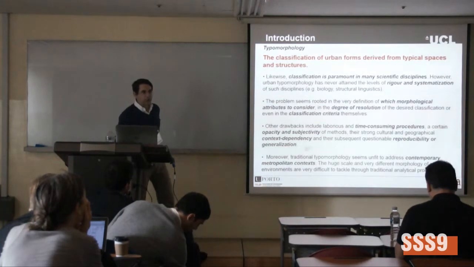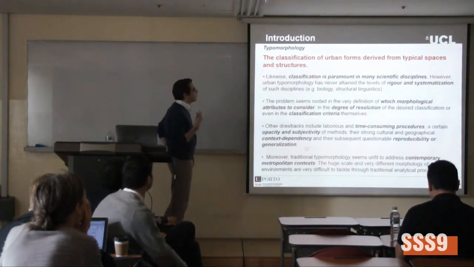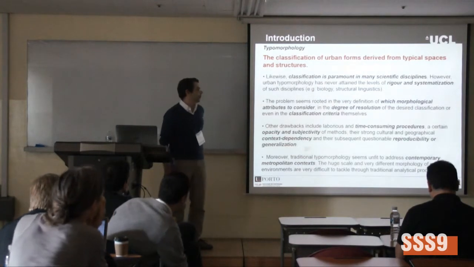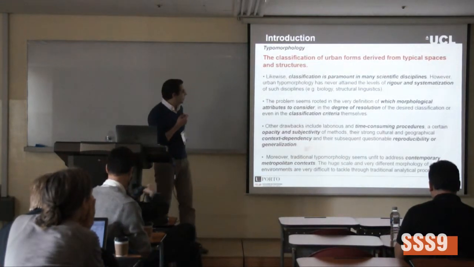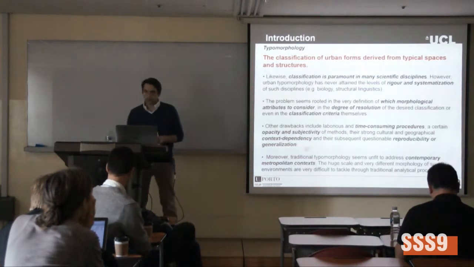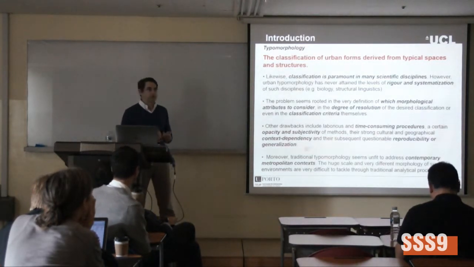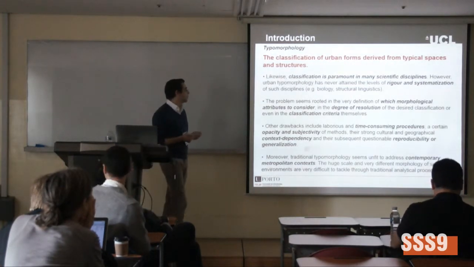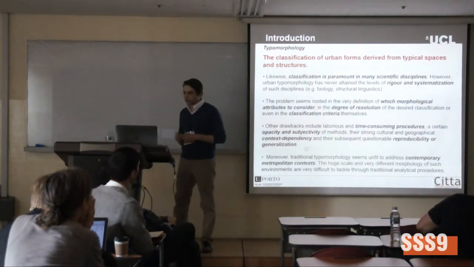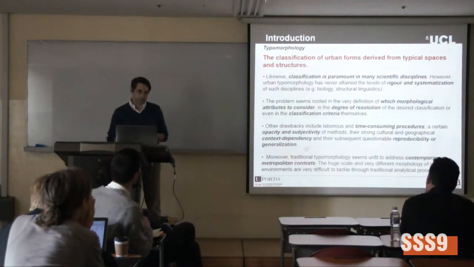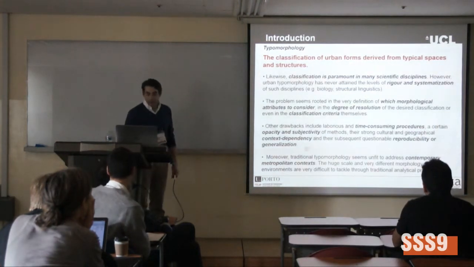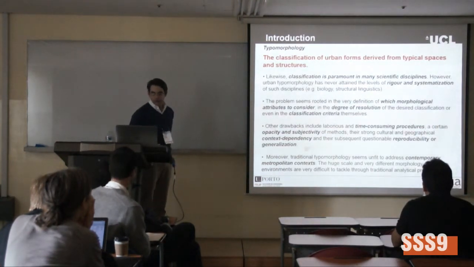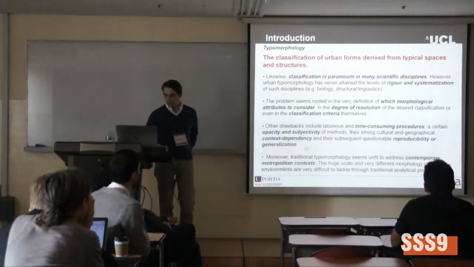However, urban typo-morphology is very far from attaining the high levels of rigor and systematization that are common in those disciplines. The problem seems rooted in several aspects. First of all, which attributes to consider, what degree of resolution the classification should have, and above all, what the classification criteria themselves are. There are other drawbacks in traditional morphological studies because they are rather time-consuming.